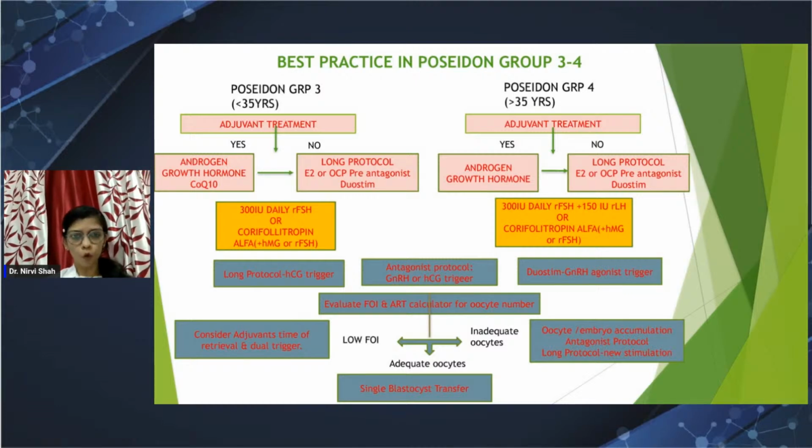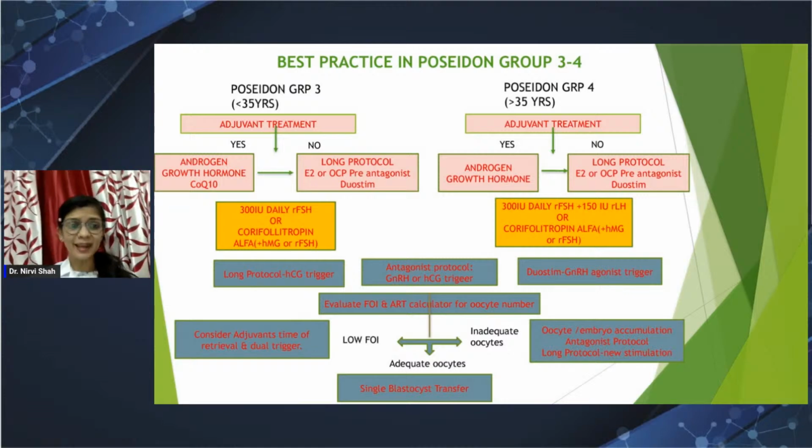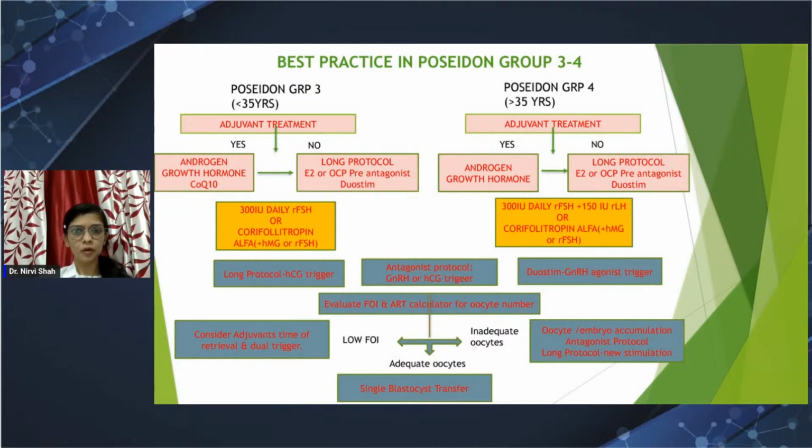Now, in group 4, obviously we are giving adjuvants as well, and we have a similar approach, that is using a long protocol, and pre-treatment is a must in group 4. In group 4 we can think a lot about duostim also, to maximize. In fact, in both group 3 and group 4, we can think about duostim to maximize the number of oocytes from the same cycle. If it's a duostim, then we have to give a GnRH agonist as the trigger and then eventually freeze the embryos.